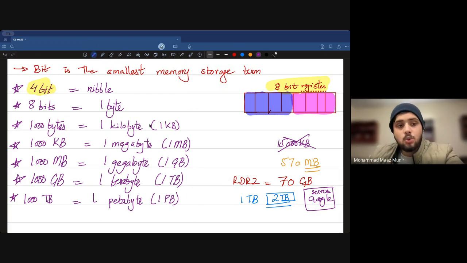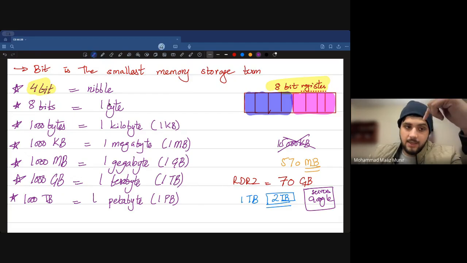In exam they might ask you what's the smallest possible memory slot, so it's a bit. After bit, it's your nibble. After nibble, it's your byte, and then kilobyte, megabyte, gigabyte, terabyte, petabyte, and so on. Now for your information, you just need to know till petabyte. You do not need to know beyond that.